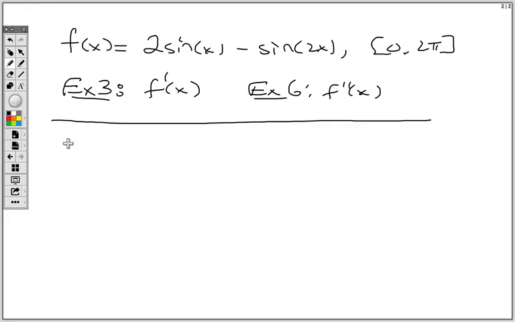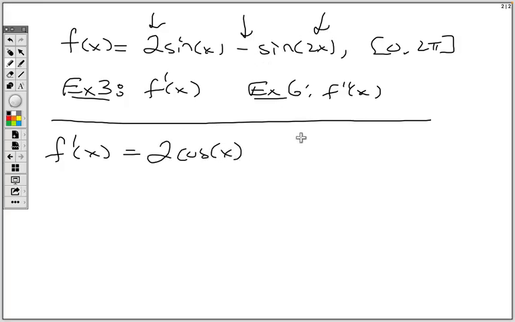So first things first, let's find the derivative. F prime of x equals, we use the sum and difference rule, constant multiple rule, and chain rule. And we should get 2 times the cosine of x minus 2 times the cosine of 2x.